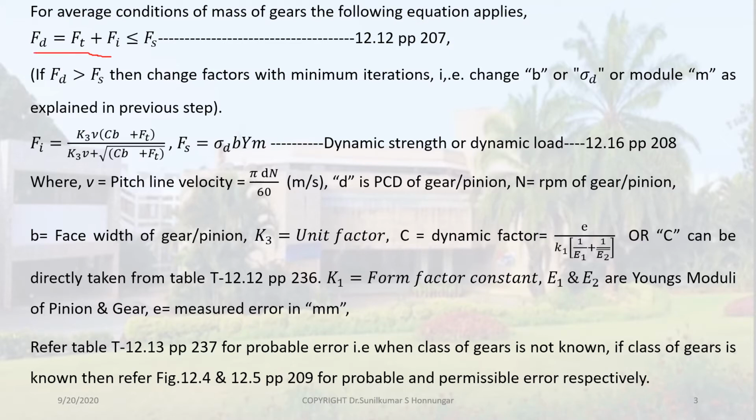Okay, FD equal to FT plus Fi, and the one condition is this FD should be less than or at least equal to Fs. What is this Fs? Fs is dynamic strength, which is given in the expression 12.16, page 208. Sigma d is the static strength. Please note down, it is a static strength. B is the face width of the gear. Y is Lewis form factor multiplied by pi, and M is the module.